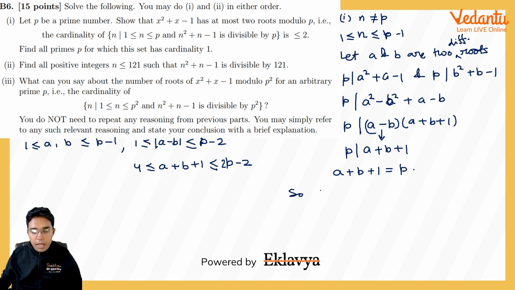So for any root a, p minus a minus 1 is the other root.